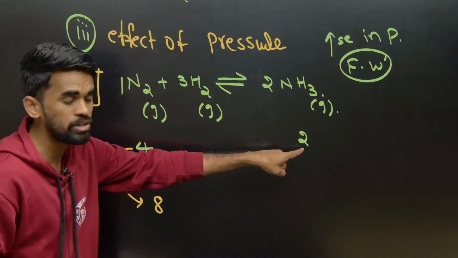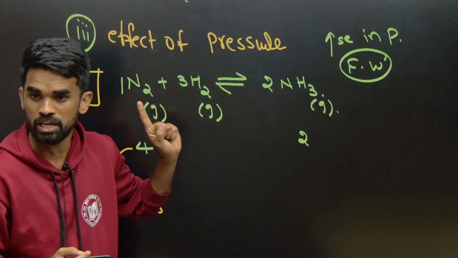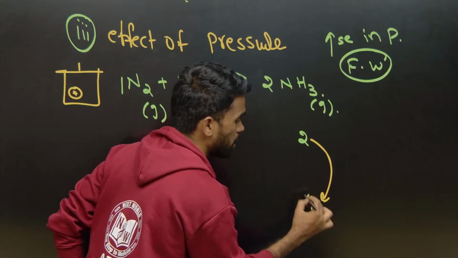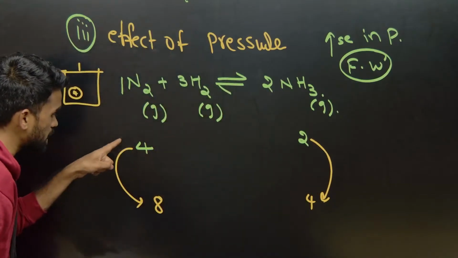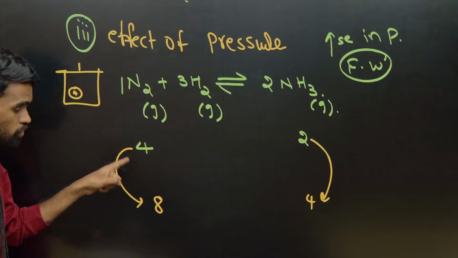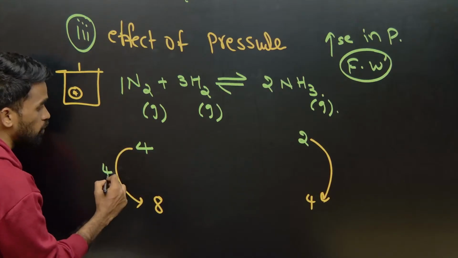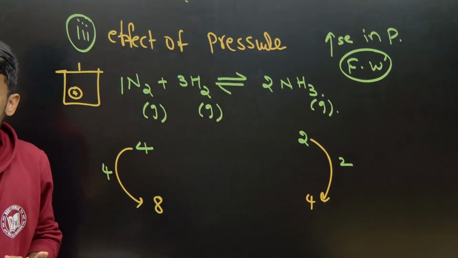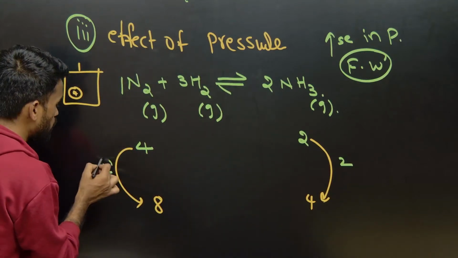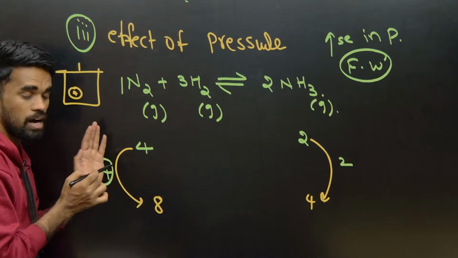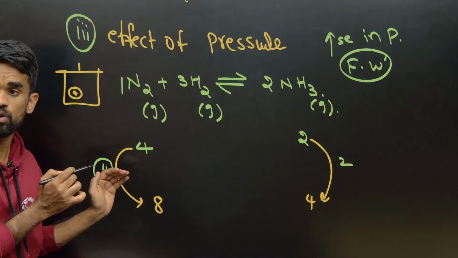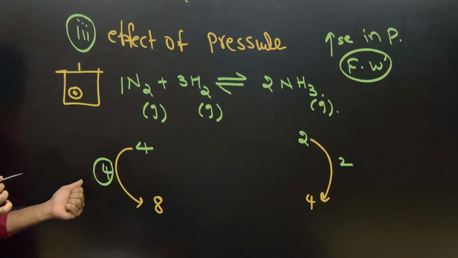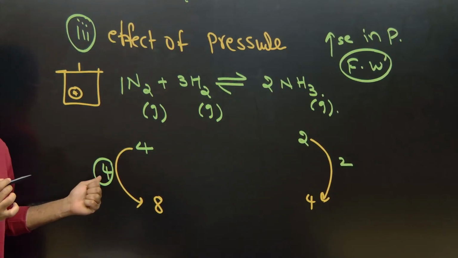Now how many product molecules are there in unit volume? Initially 2. By increasing pressure it doubles, so it becomes 4. What is the increment here? 4 becoming 8 means an increase of 4, 2 becoming 4 means only 2. So where do we have the greater increment? The number of molecules increased on the reactant side is more. Therefore the equilibrium will favor the forward direction, to nullify this greater increment.